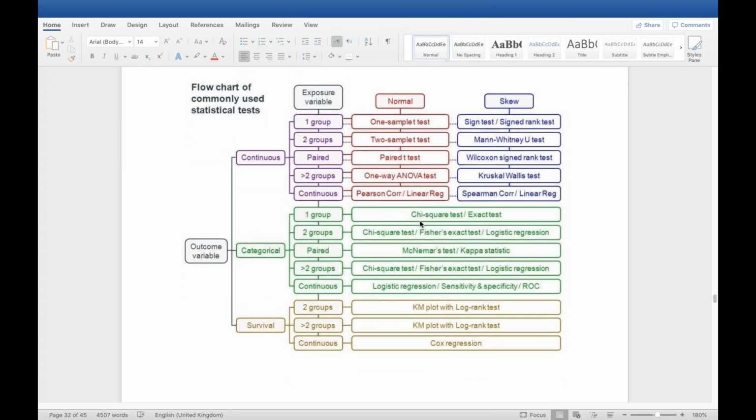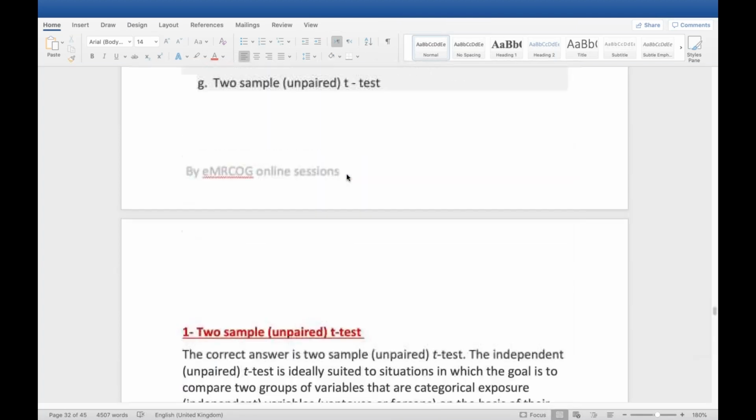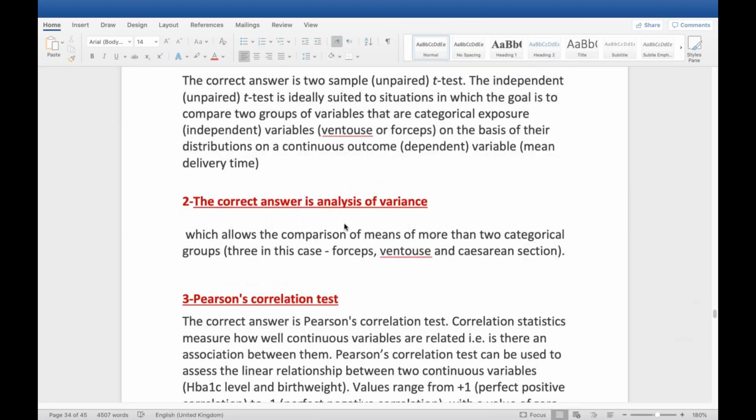ANOVA is, I will tell you another problem that they have different names as well. So the one test has a different name, but that's easy. ANOVA is analysis of variance. So that's analysis of variance. So go here to the answer. So the answer is analysis of variance.